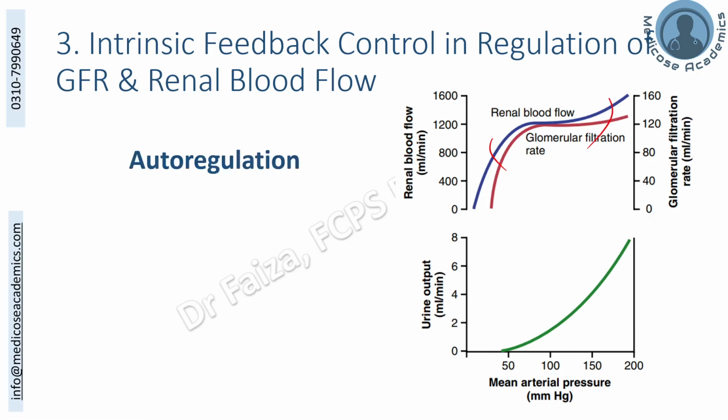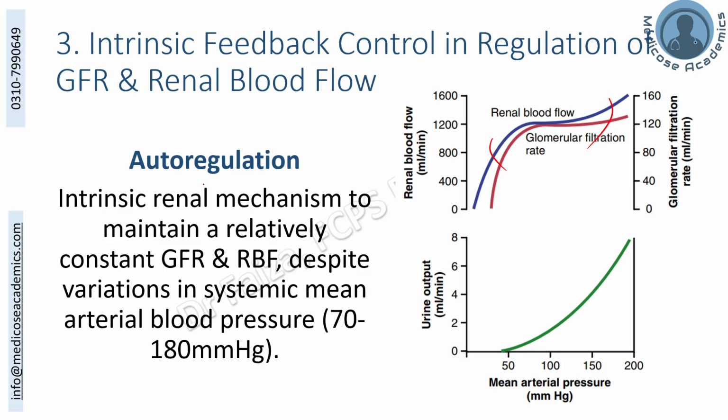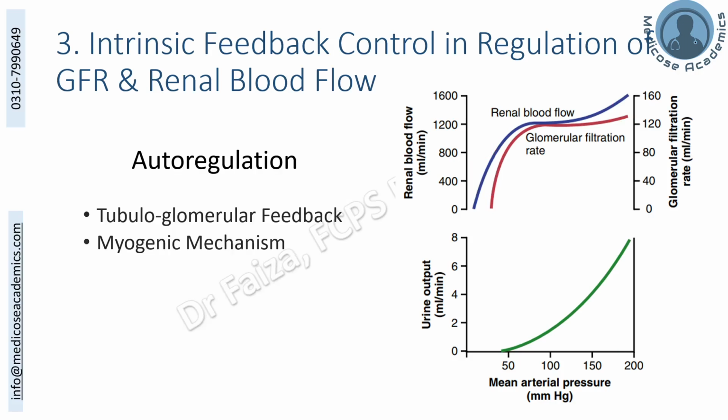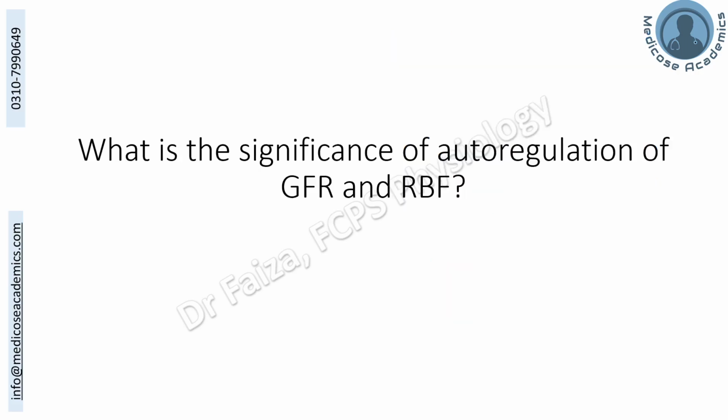So this is what we call autoregulation. This is because of intrinsic renal mechanisms to maintain a constant GFR and renal blood flow despite variations in the mean arterial pressure from the range of 70 to 180 millimeters of mercury. Before and after that, GFR and renal plasma flow show a steep increase or decrease, but in between this range there is an effort to keep it nearly constant, and this is what we call autoregulation. This is brought about by two mechanisms, tubuloglomerular feedback and the myogenic mechanism.